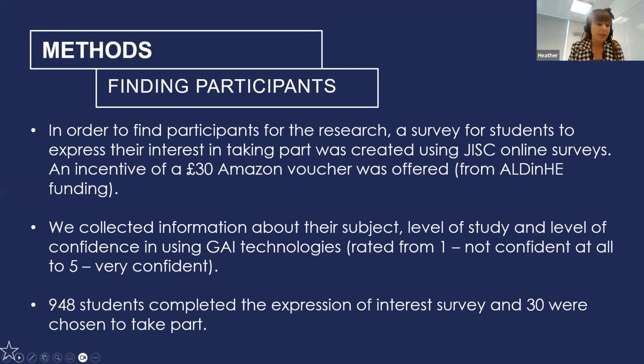We had 948 students complete the expression of interest survey. So in order to choose 30 participants to actually take part in the study, we exported the responses and then sorted them by level of confidence. We wanted to have an equal number of students identifying at each level, so we used an online number generator to randomly select from each category. So we had 6 students at each of the 5 levels of confidence.